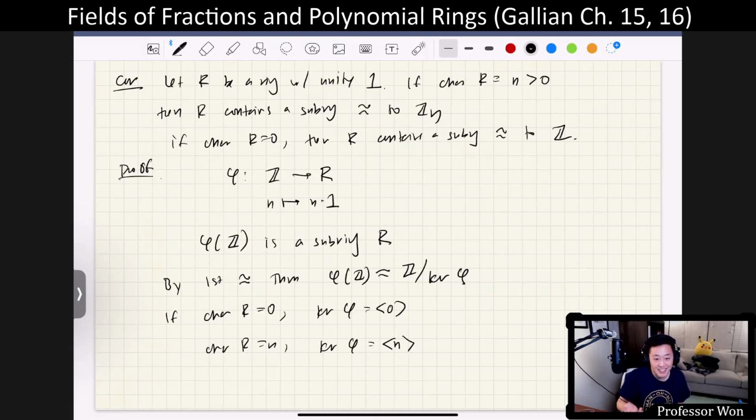Luckily, I actually have the iPad here, which tells us the last thing that we proved last time was the following corollary: if you have a ring that has a unity 1, then if you look at 1 added to itself however many times, that gives you a subring that's either isomorphic to the integers if the characteristic is 0, or is isomorphic to Zn if the characteristic is n. Right? So every ring with unity 1 basically contains a copy of the integers or the integers modulo n.